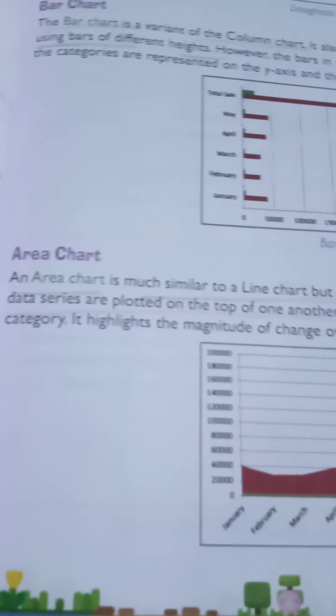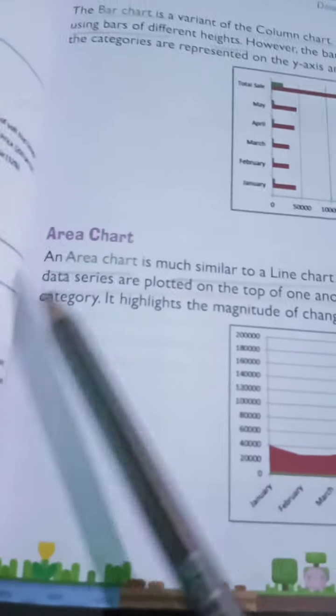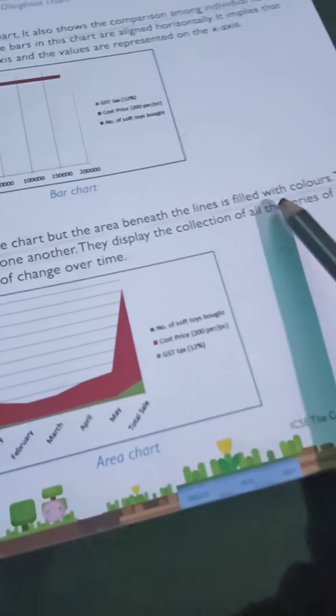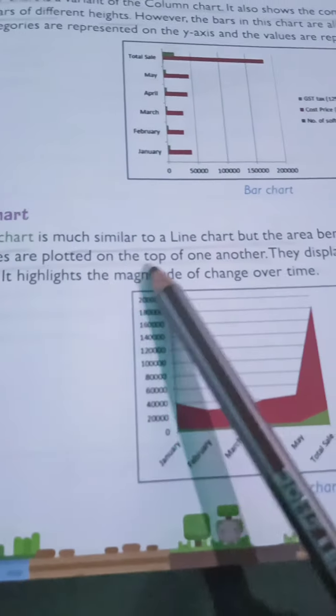Now the area chart. The area chart is much similar to a line chart, but the area beneath the lines is filled with colors. The data series are plotted on top of one another.